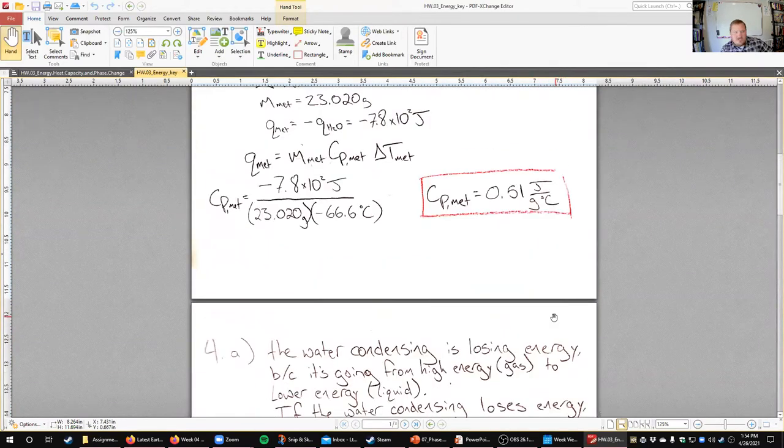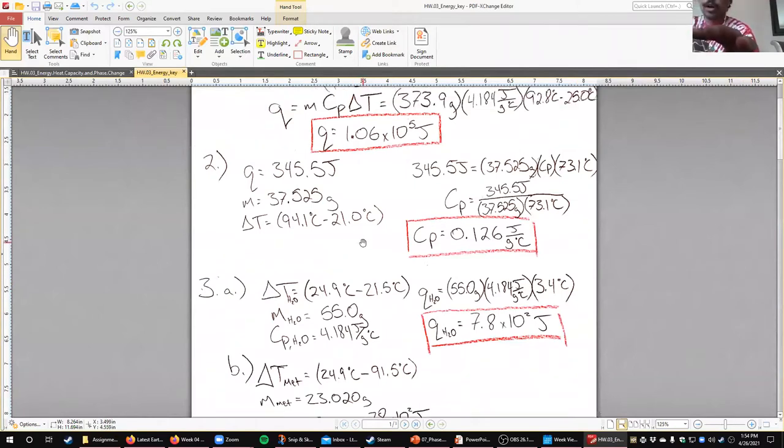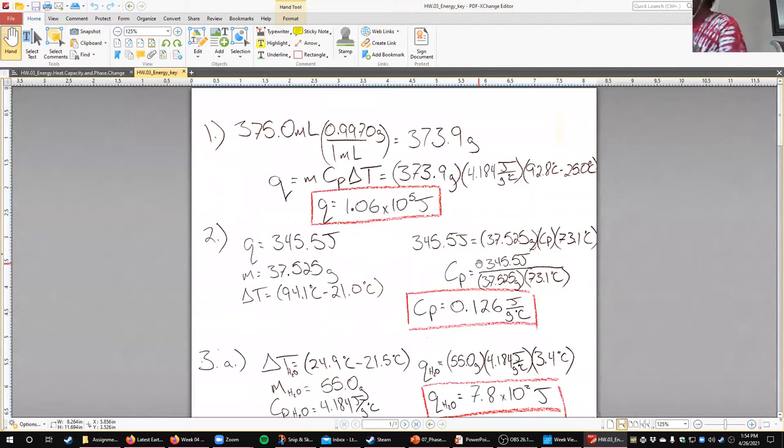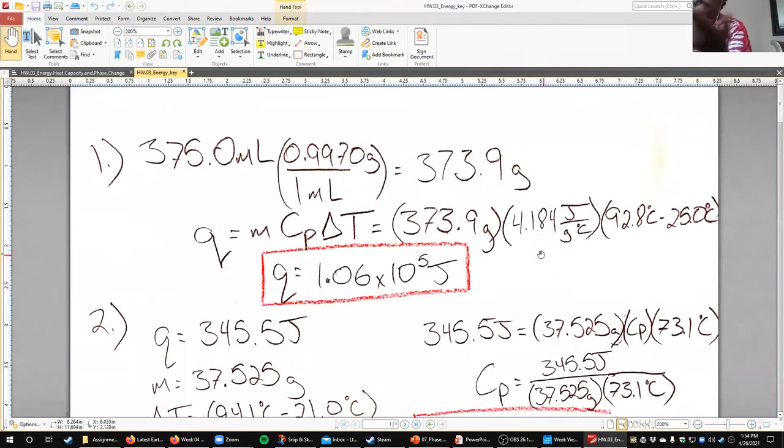Alan, what in particular is the first one where you're seeing a different number of sig figs than me on the key? So almost all mine, like for number one, I have 4 sig figs. I'm off on pretty much every one of them by just 1 sig fig. And I'm not sure what number you're using to get your sig figs.